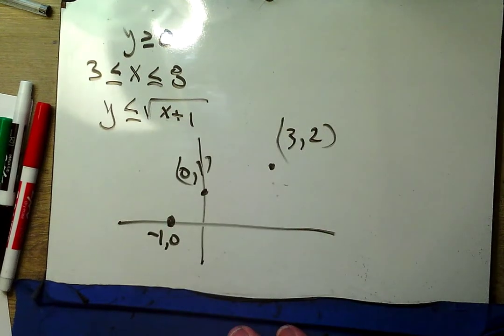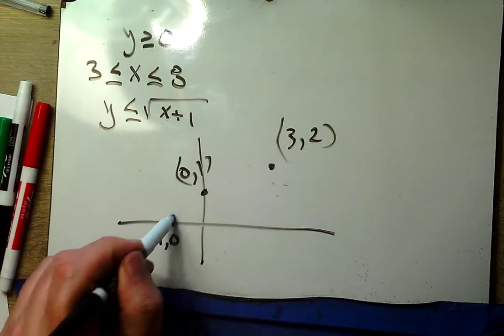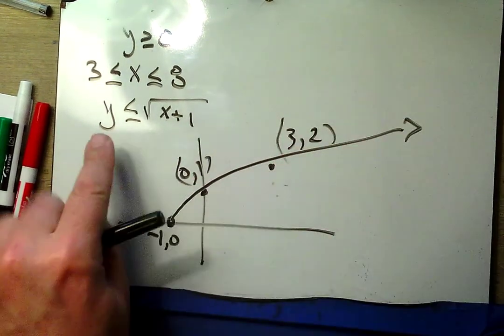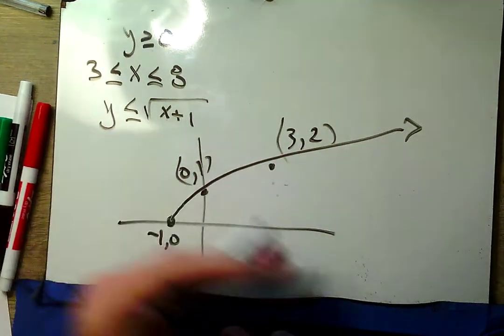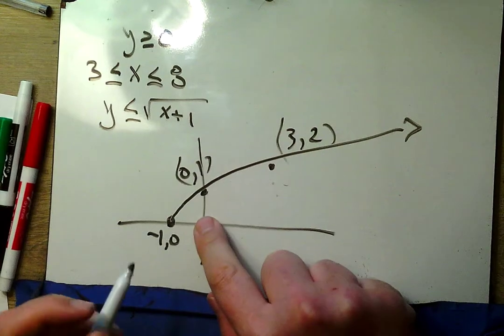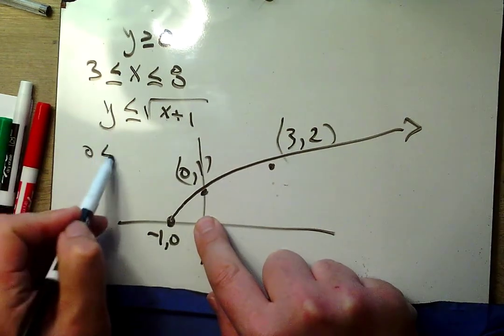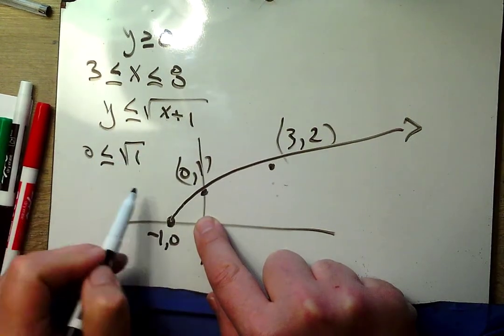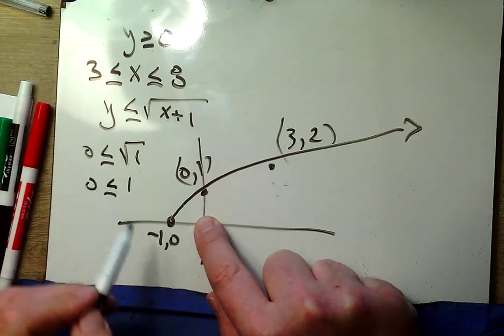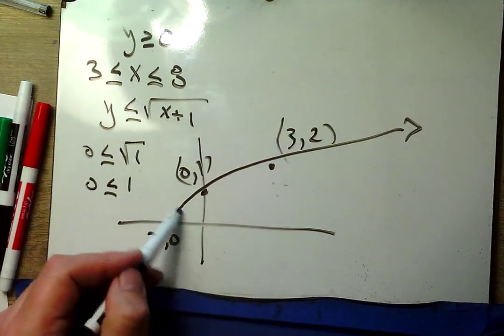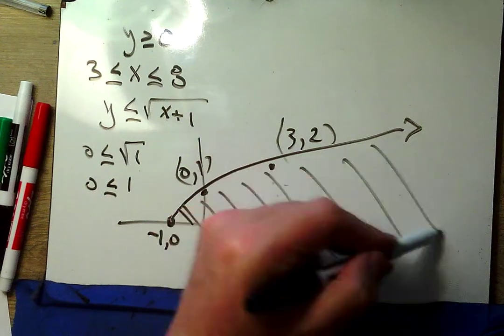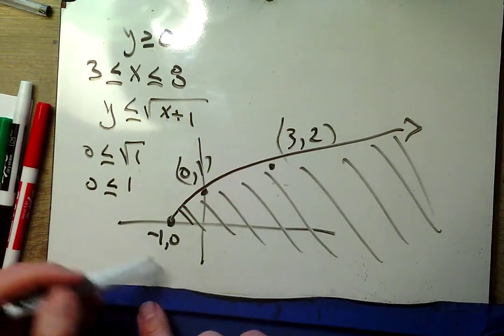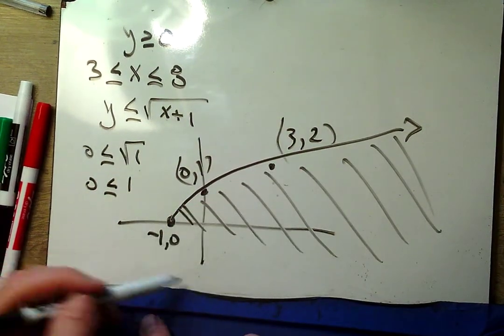And so we have those points. Okay, and our graph. And it is a solid line. But what side do I shade? So if I plug in 0, 0, I get 0 is less than or equal to the square root of 1. Well, yeah, 1 is bigger than 0. So this is my solution. Now, what about down here?